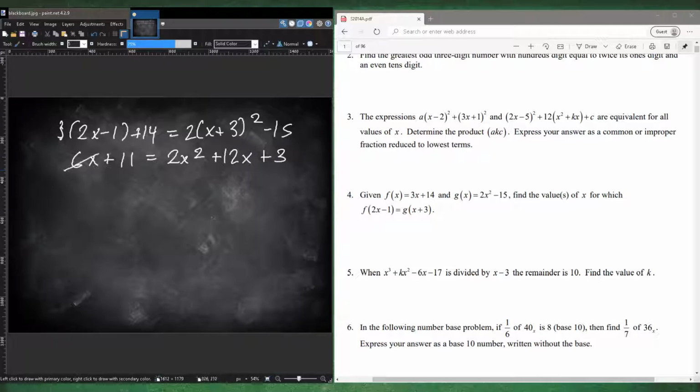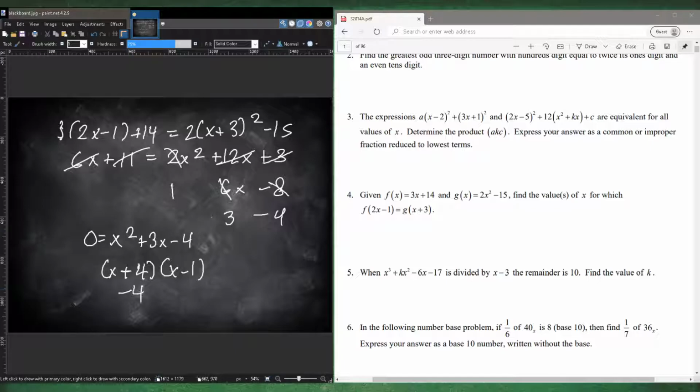So now we can simplify this part, so that would be a 6x. Simplify this one, negative 8. Divide by 2, so that's a 1. Divide by 2, that's a 3. Divide by 2, negative 4. So we have x squared plus 3x minus 4 equals 0. So we factor that out as x plus 4 and x minus 1. So that's negative 4 and 1. And those are your two answers.